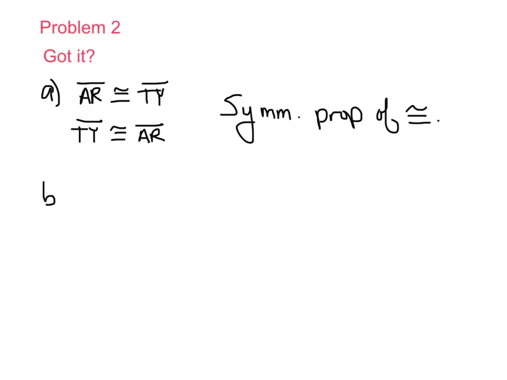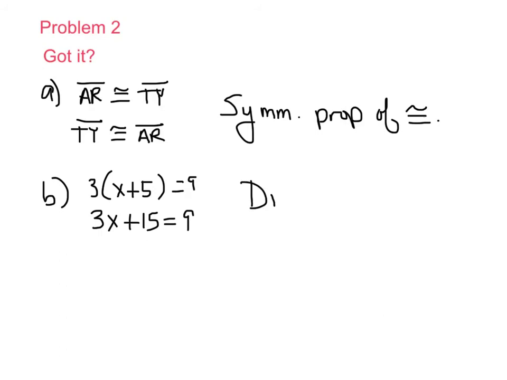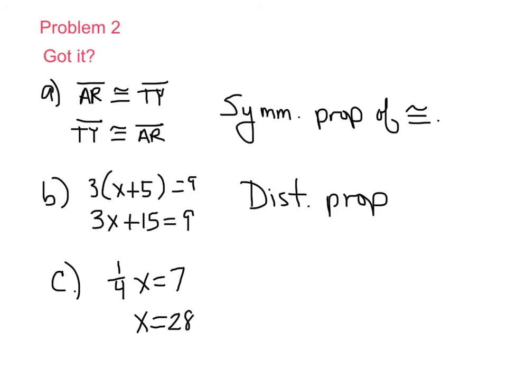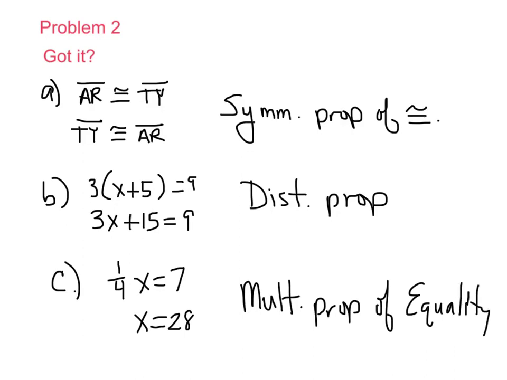B, you have 3 times x plus 5. And on the next step, you get 3x plus 15 equals 9. This one's pretty easy. This is the distributive property. C, 1/4 x equals 7. And you get x equals 28, which means both sides are multiplied by 4. So this would be the multiplication property of equality. And you could just abbreviate by EQ.